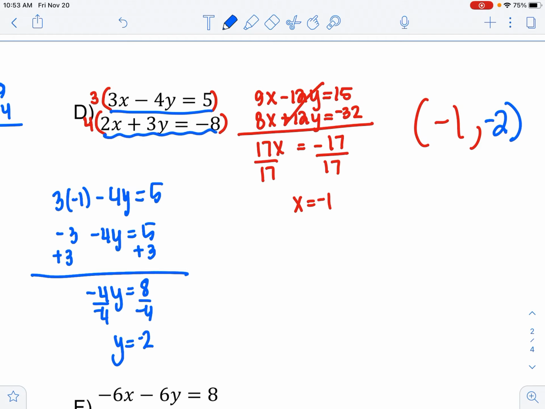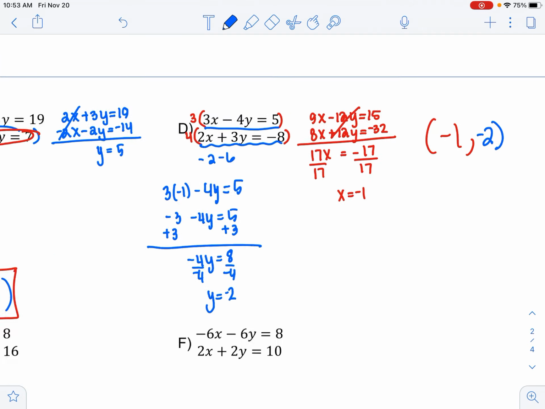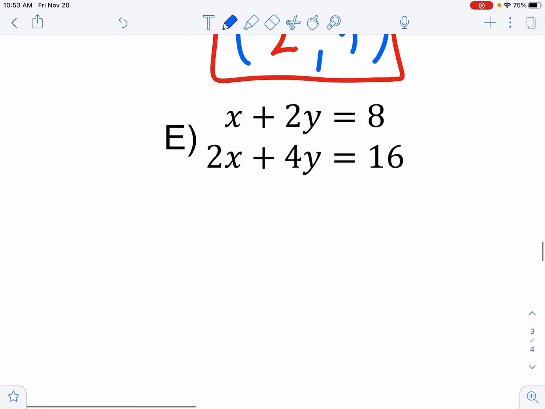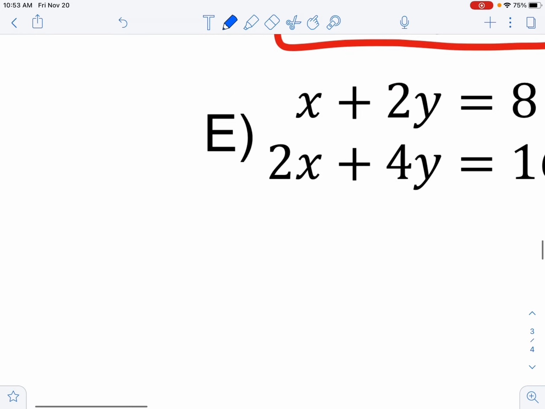So -1, -2. Now, I could also check it in this equation because I didn't use that one. 2 times -1 is -2. 3 times -2 is -6. That is -8. All right, I got 100% on it. Great.